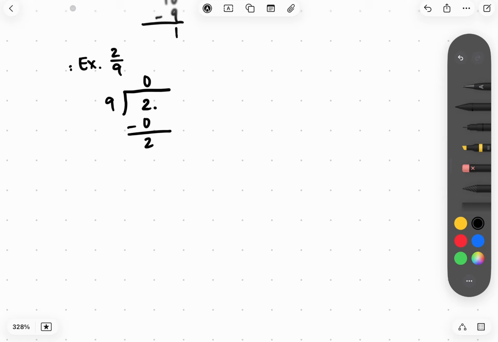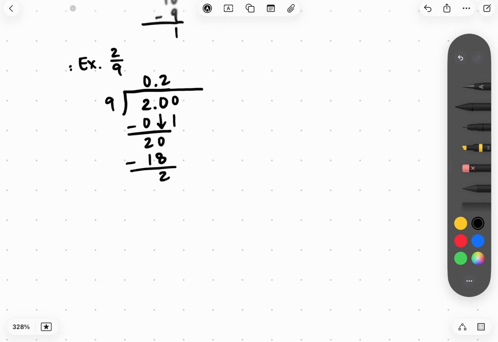Now I'm going to add the decimal and a 0. So then I bring that 0 down, and I have 20. Now for 20, 9 can go 2 times. If I do 9 times 2, it's going to be 18. Now you may already notice, oh, I got a 2 again. So it probably is repeating, but I'm going to play it safe. I'm going to do it one more time.